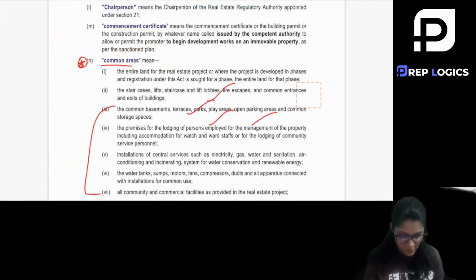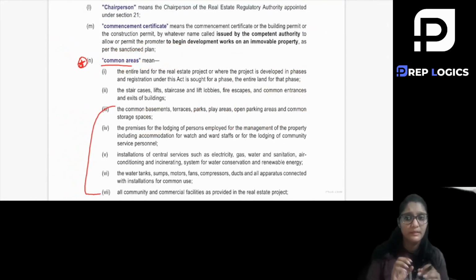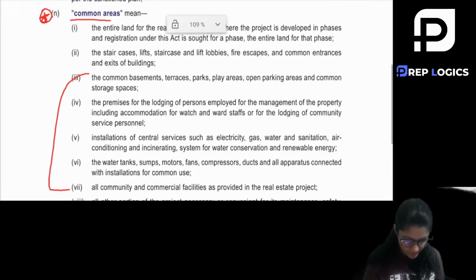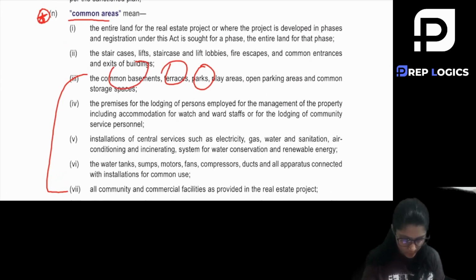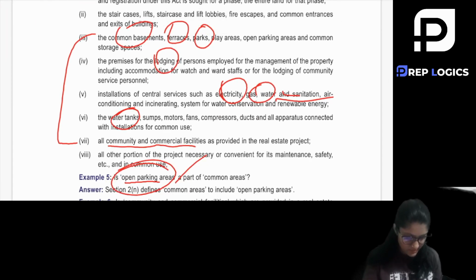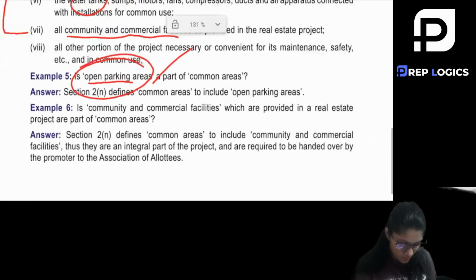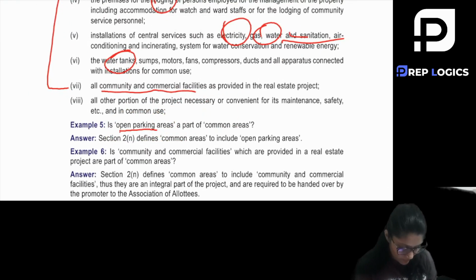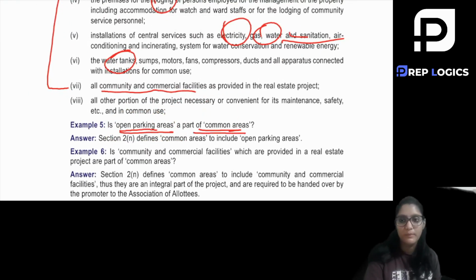Now common areas are actually, you all know, common for all the persons resident into the building, like parks, terrace, common basements, lodgings, electricity, gas, water supply, sanitations, water tanks, community facilities. So all these are common areas that are common for all the persons staying into that residential complex. So is open parking area also a common area? Yes, the open parking area is also the common area.